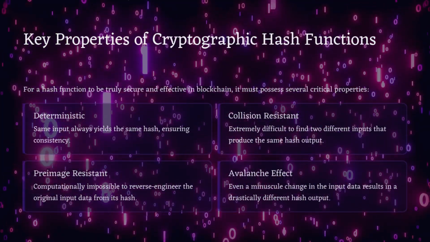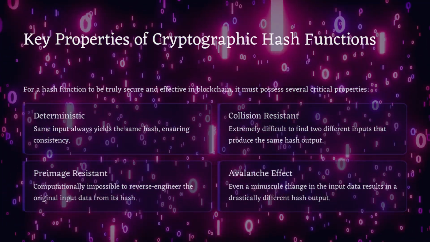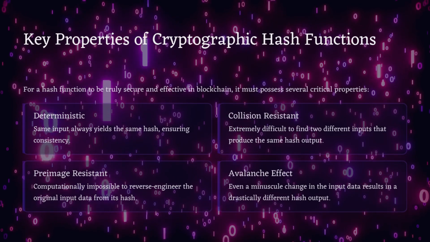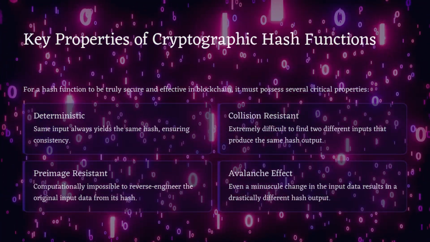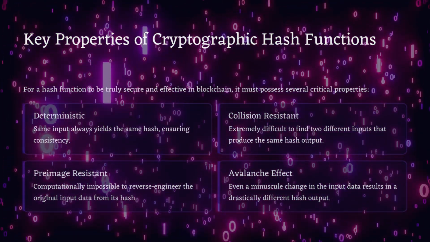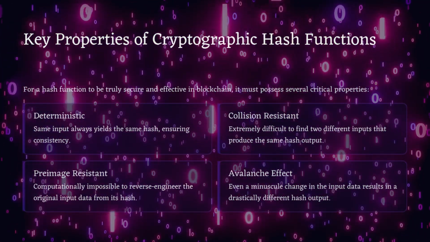To be useful, a hash function must have four key properties. 1. Deterministic, same input, same output. 2. Collision resistant, two different inputs can't give the same output. 3. Pre-image resistant, you can't reverse engineer the original data. 4. Avalanche effect, a small input change warrants a totally different hash.